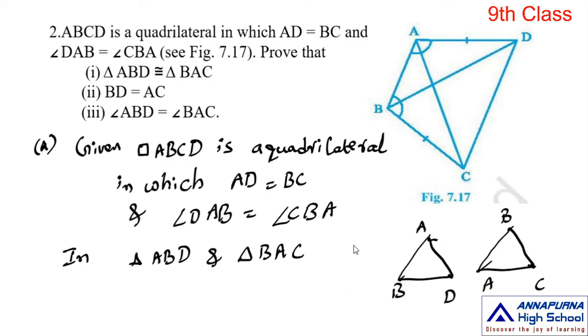Observe the two triangles. First, AB is equal to BA, since common side. AB is equal to BA since AB is the common side of these two triangles.